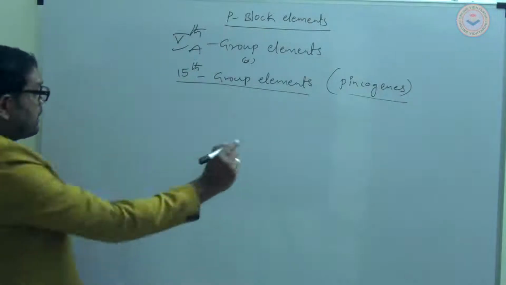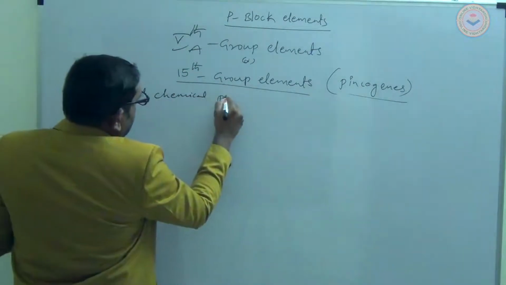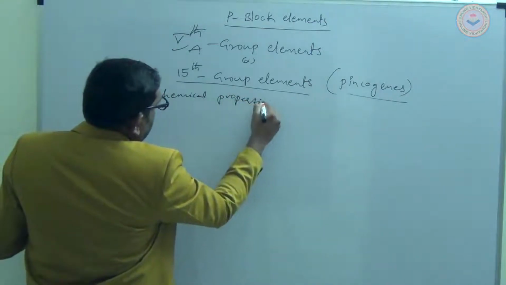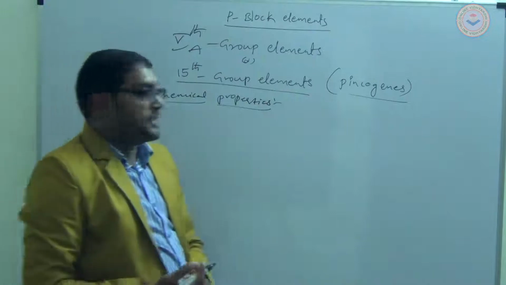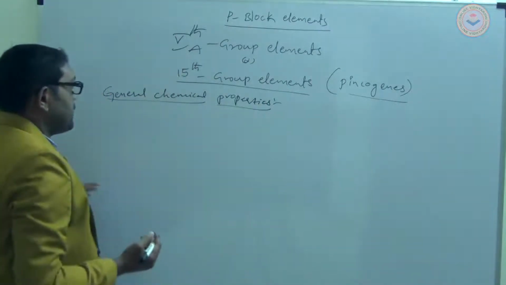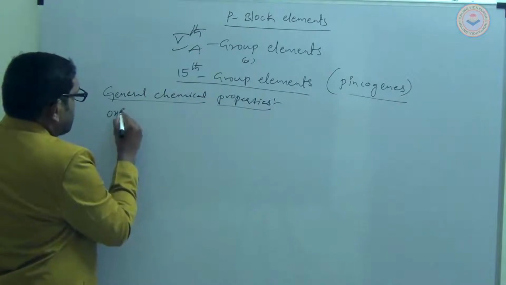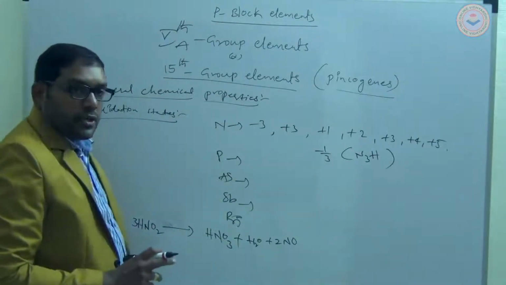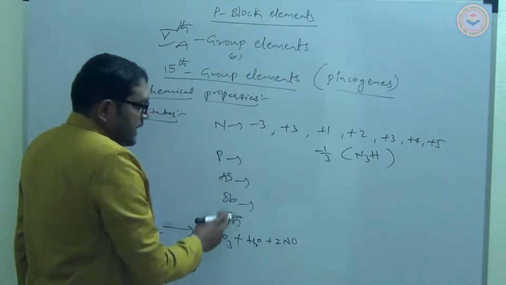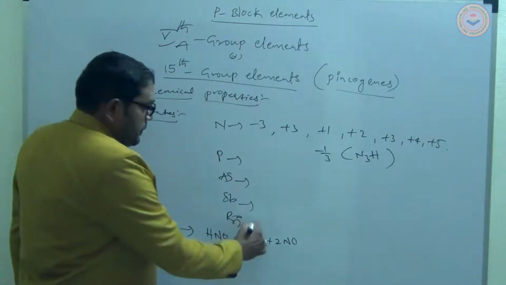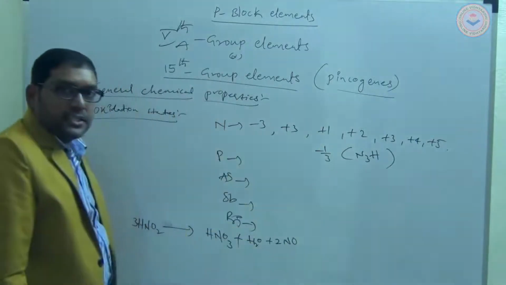Next, general chemical properties. In the general chemical properties of 15th group elements, the first one is oxidation states. Oxidation states of 15th group elements: nitrogen, phosphorus, arsenic, antimony, bismuth. Here, nitrogen exhibits all these oxidation states.